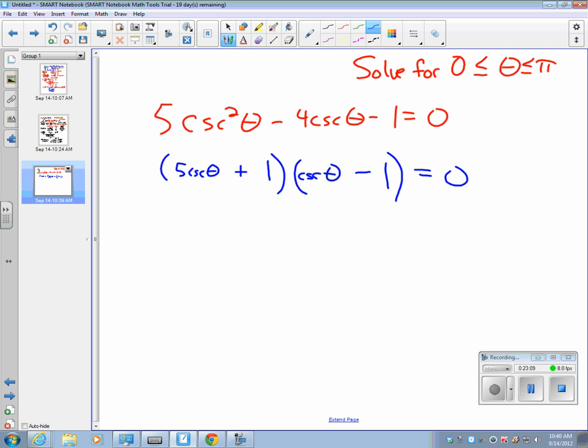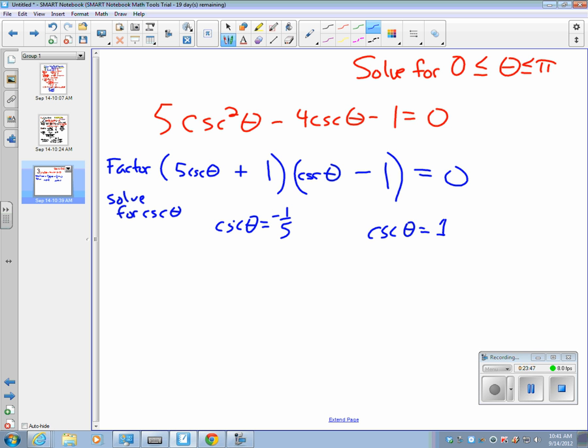Okay? With me so far? Okay, so we factor, and then we solve for cosecant theta. Got to get it by itself. You guys watching? So this is going to be cosecant theta must equal negative 1 over 5. And this branch leads to cosecant theta must equal 1. Right?